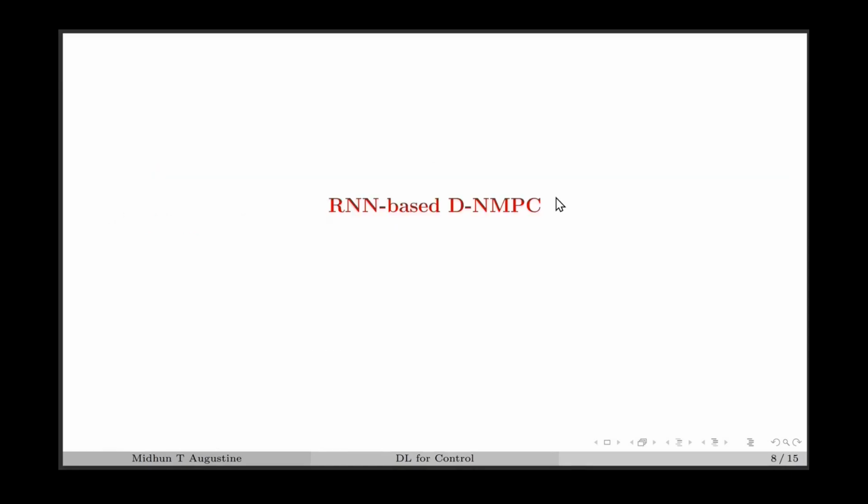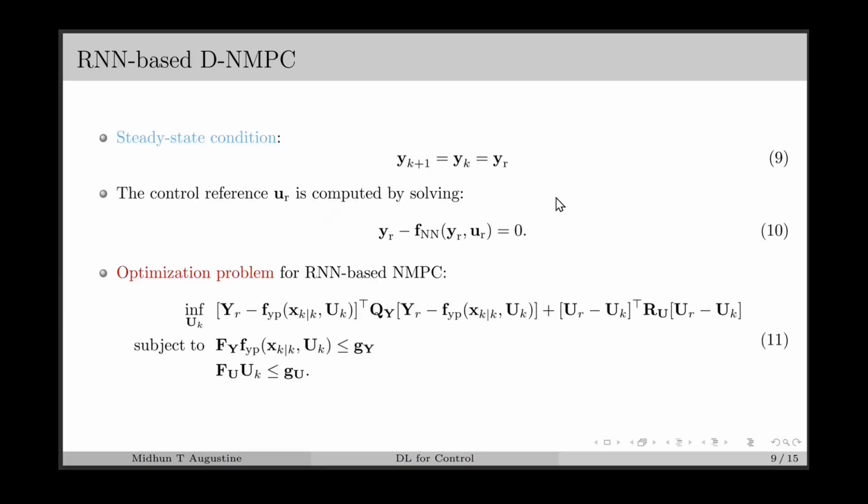Next, we move on to RNN-based data-driven NMPC, in which we use the steady-state condition to find the reference points for the MPC, where in steady state we can have y_{k+1} equal to y_k equal to y_r in the case of an output regulation problem. Here, if we are computing y_{k+1} using the RNN model, we will have y_r minus f_NN(y_r, u_r) equal to 0. Now, by solving this equation, we can find the control reference value u_r corresponding to the output reference y_r.